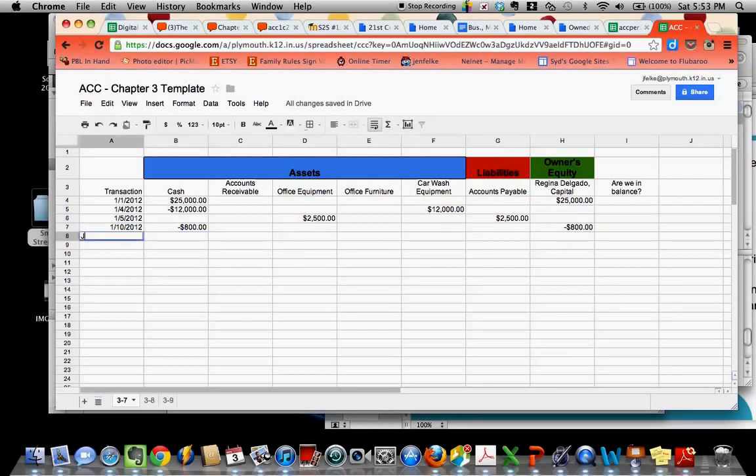Okay, let's keep going. January 12th, received cash for services performed. So we received cash. Someone's given us $1,000. What are they giving us $1,000 for?